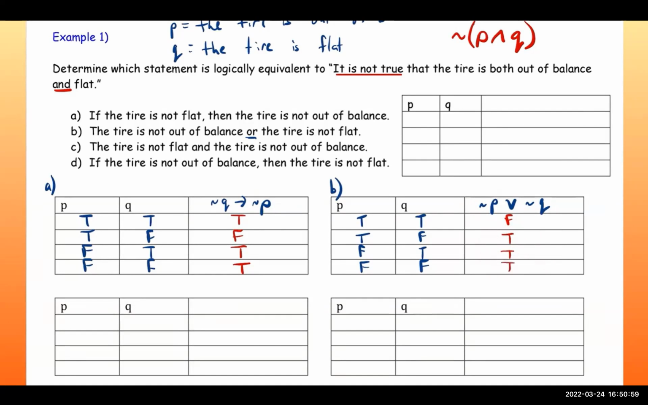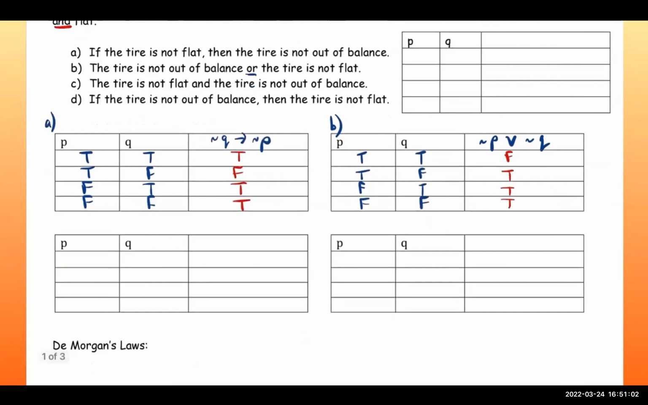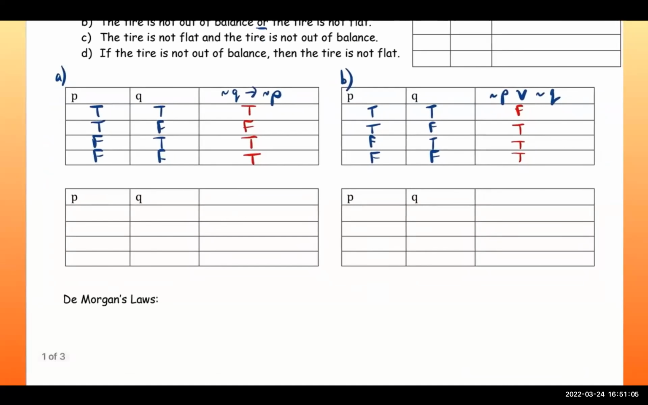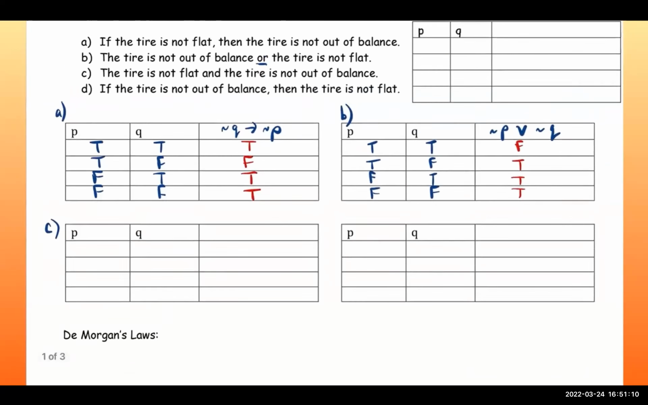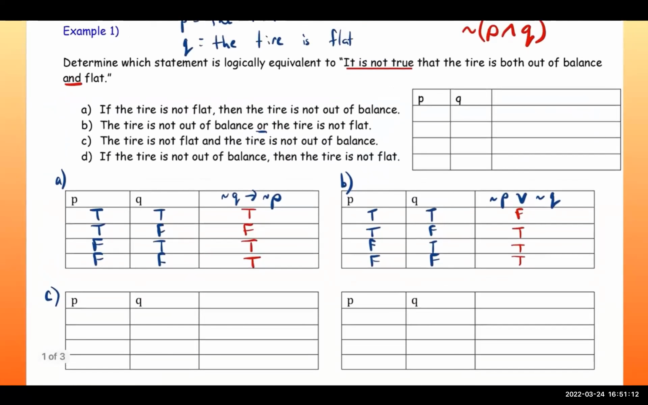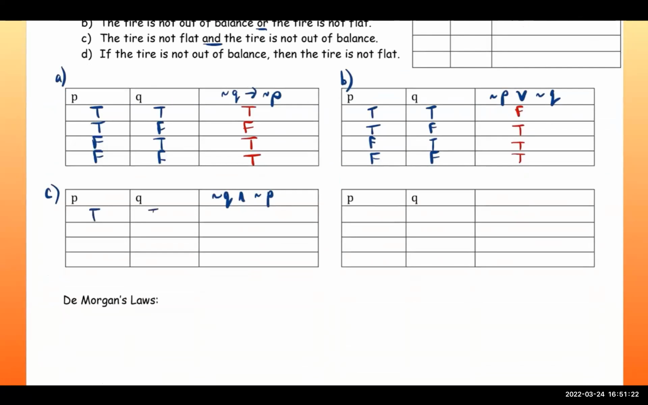All right, now let's look at C. C says the tire is not flat. That would be not Q. And the tire is not out of balance, not P. True, true; true, false; false, true; false, false. So let's start with the first one, not Q and not P. False and false is false.